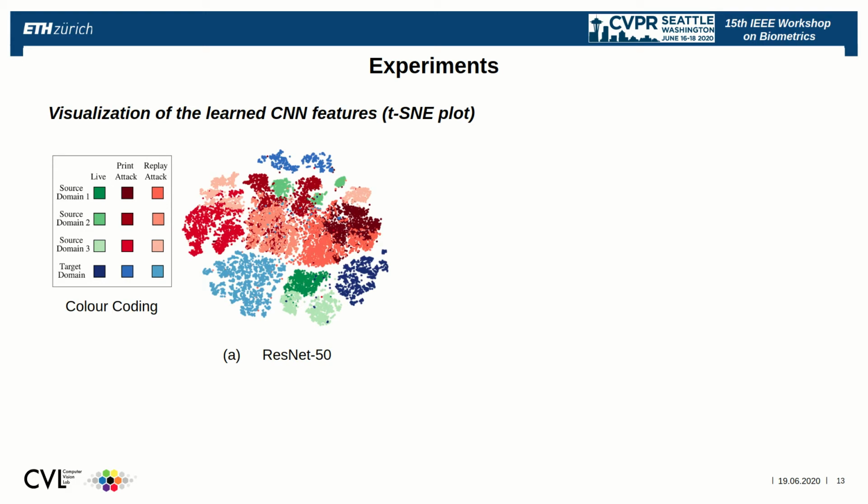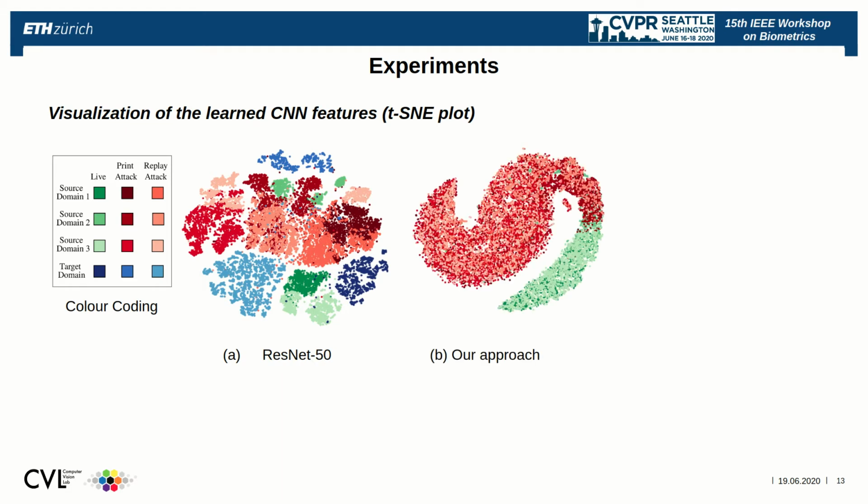The ResNet learned representation shows relatively weaker generalization ability on the target domain as shown in t-SNE plot A. The live, print and replay attack features from multiple source domains are far apart in the feature space, as in plot A. In contrast, our model learns more discriminative features for live and spoof images as shown in t-SNE plot B.